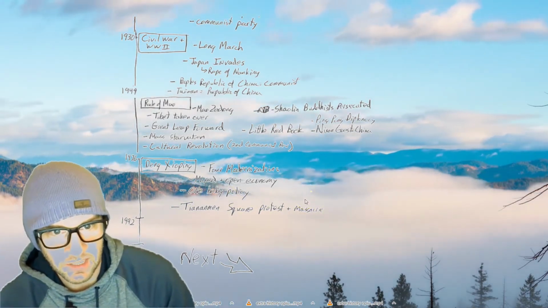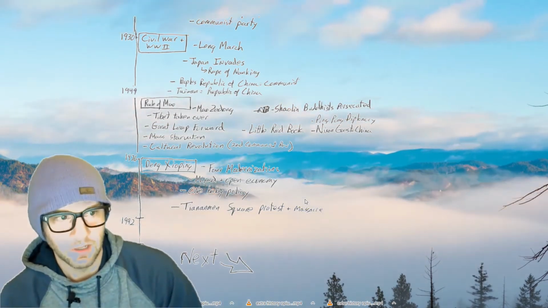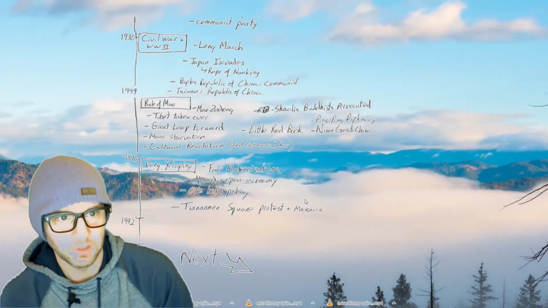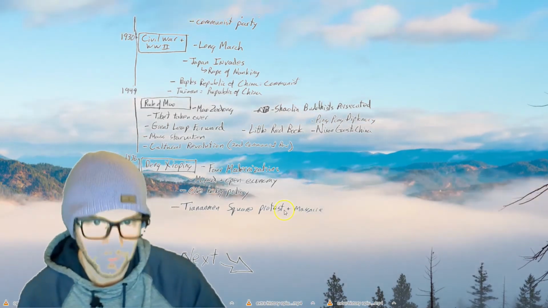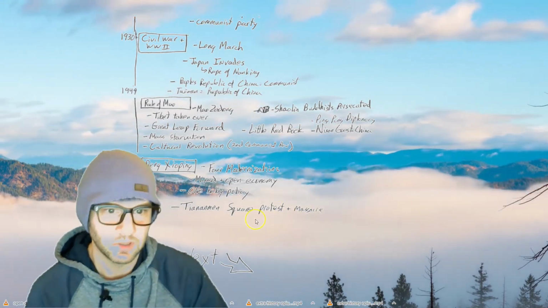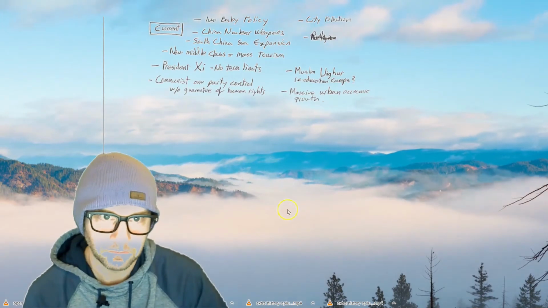And from 1989 till today, no. If the Chinese government doesn't want you to have political freedom, you don't have political freedom. Economic freedom? Yes. Political freedom? Not so much.